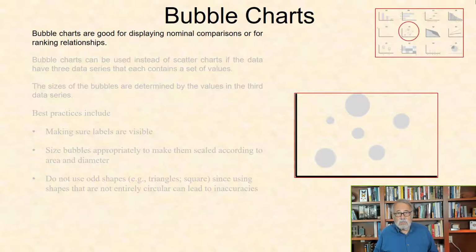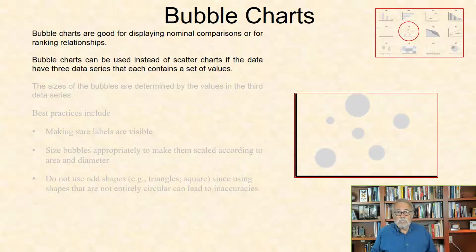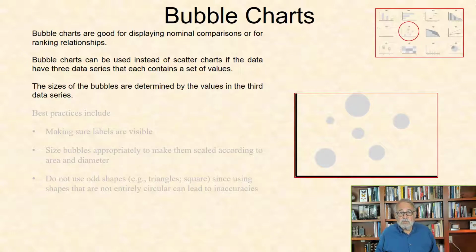Bubble charts are good for displaying nominal comparisons or for ranking relationships. Bubble charts can be used instead of scatter charts if the data have 3 data series that each contain a set of values. The sizes of the bubbles are determined by the values in the 3rd data series.